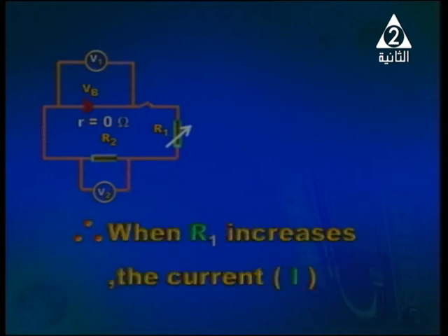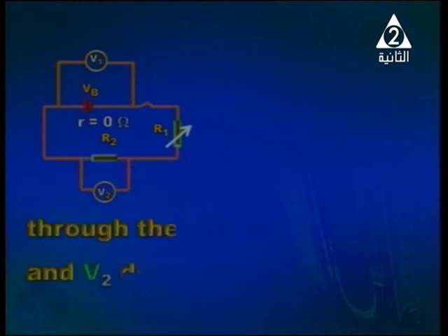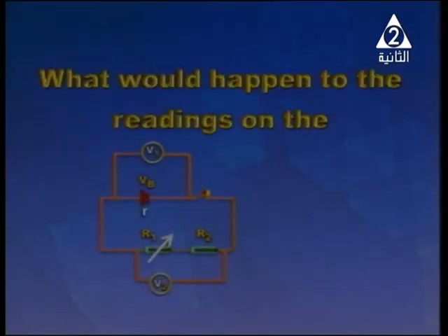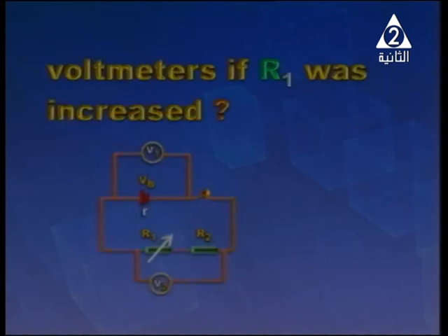When R1 increases, the current decreases. Okay, so V2 decreases. And what about V1? V1 remains unchanged. Why? Because it is equal to V battery. Why is it equal to V battery? Because the internal resistance is equal to 0. Another question, what would happen to the readings on the voltmeters if R1 was increased?